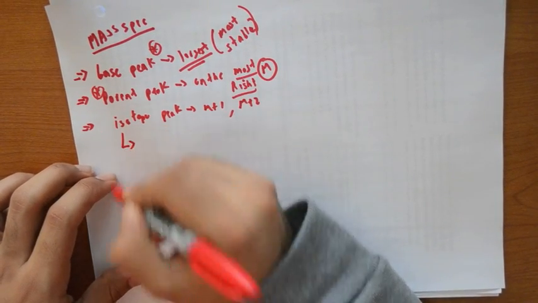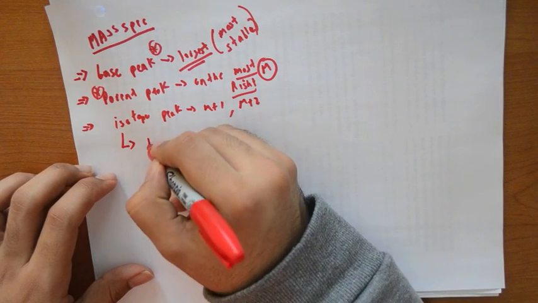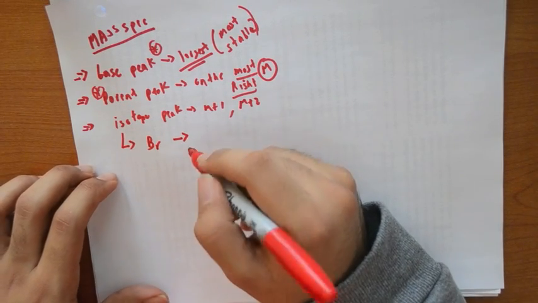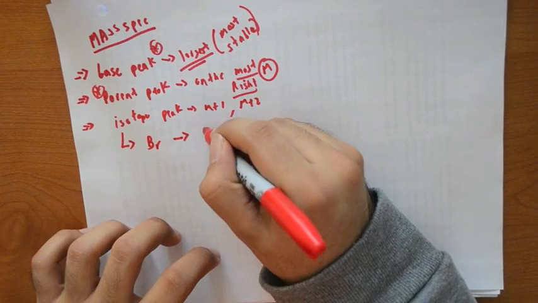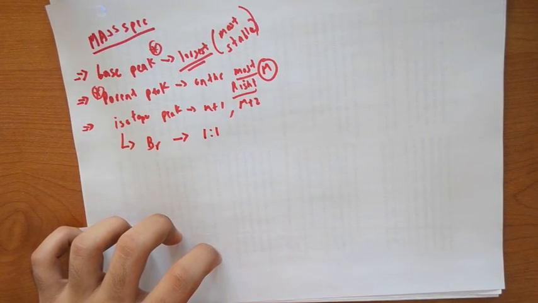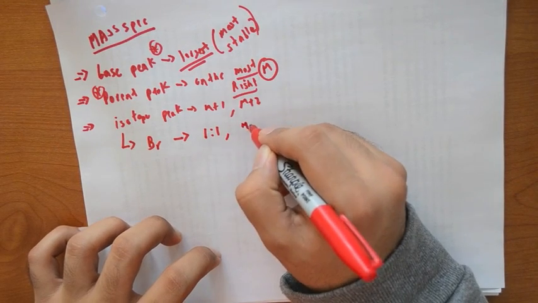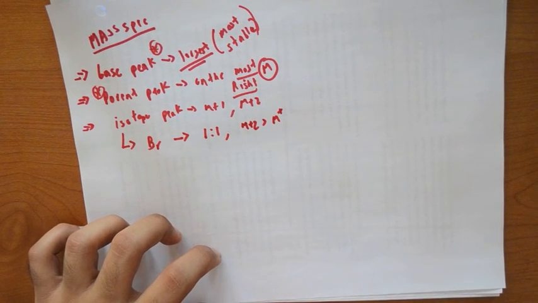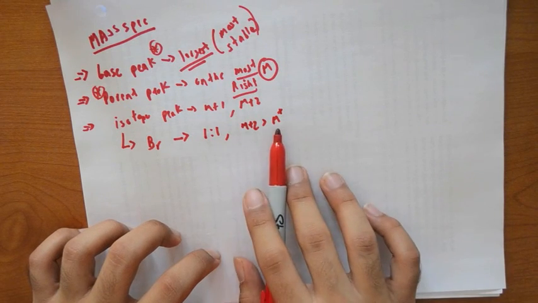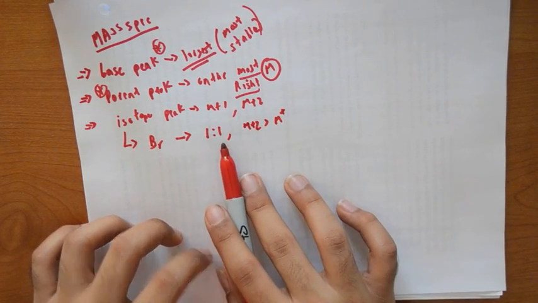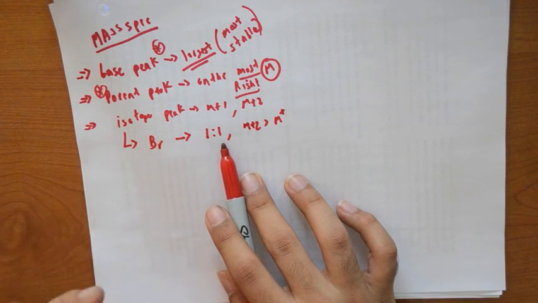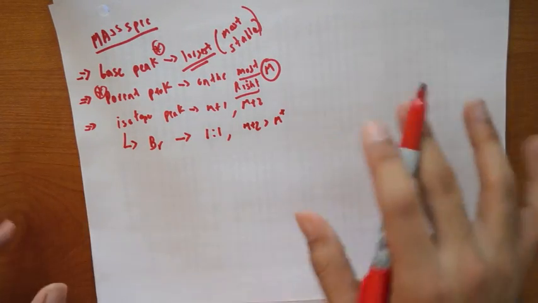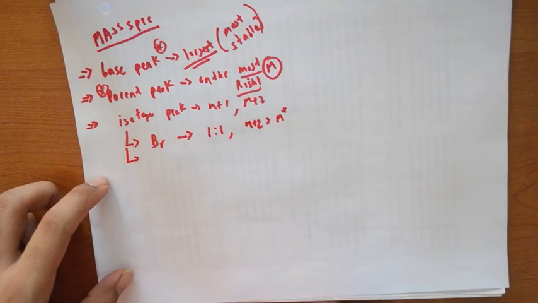Let's share some examples. Let's say Br, bromine. Bromine has a 1-to-1 ratio of M+2 to M+, where M+2 is a little bit higher. Near the end, you'll see two peaks which are almost identical, because bromine is found approximately 50-50, like 45-55 or 55-45. You don't have to know that much, but know it's almost a 1-to-1 peak.